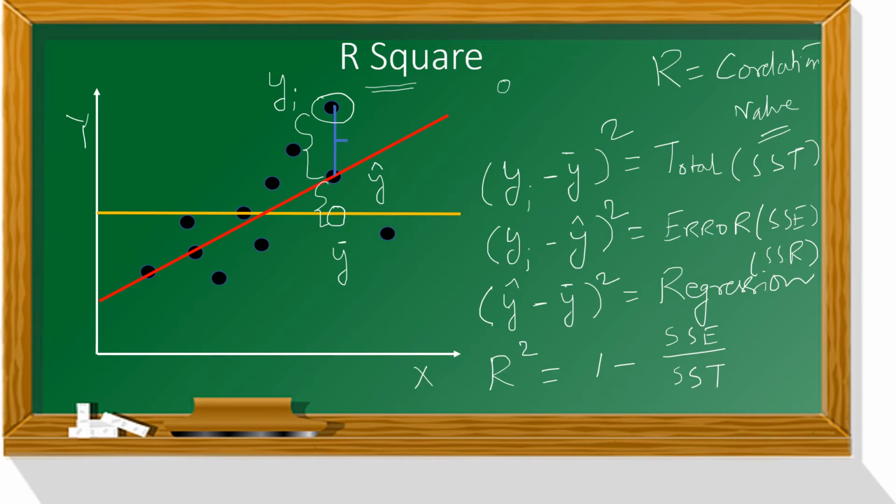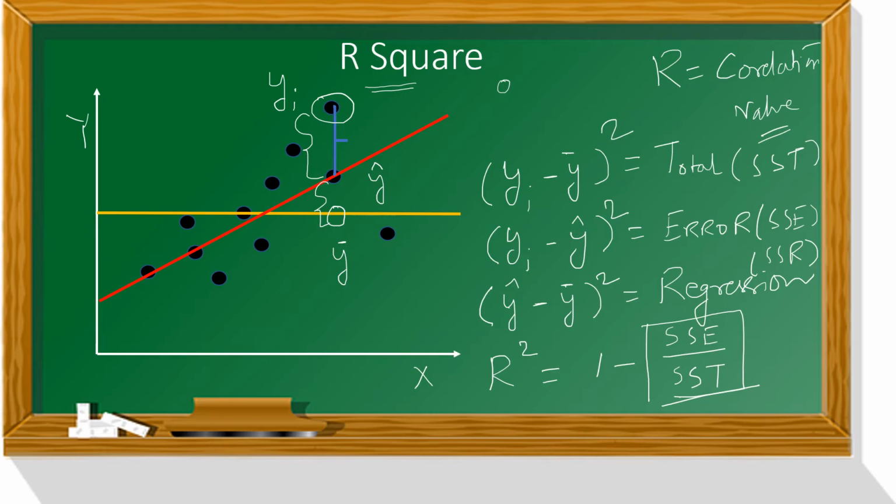This is how the notation works, but the intuition behind this R square calculation is how much of the variation is explained by the regression. This is the error variance, the percentage of error variance of the total variance, and if we subtract this from 1, what we'll get is the variation explained by regression.